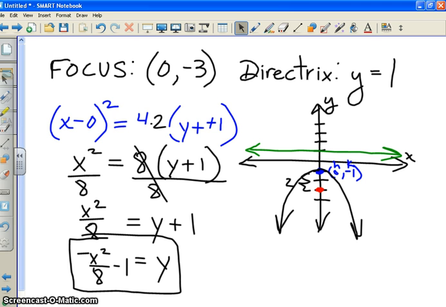So essentially the definition of the parabola is what helps us write the equation from the focus and the directrix. If you know the vocabulary and you know the formula (x minus h) squared equals 4p times (y minus k), you should be good to go.